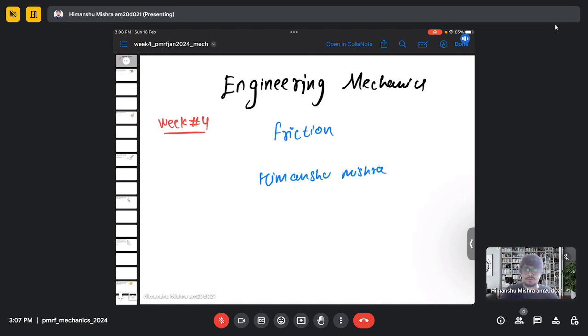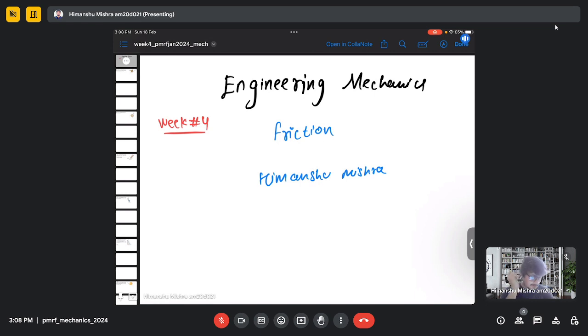So, as usual, we'll first look at a few simpler problems where we do the force balance, and we try to calculate the various normal reactions and external force by doing the force balance. But the only difference this time is we will consider the effect of friction, and then we will move to different kinds of problems.